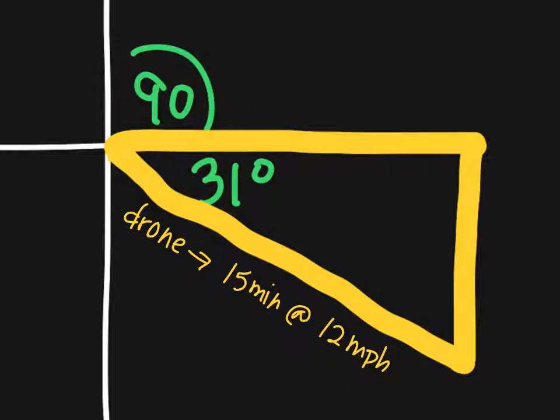Well, he didn't go a full hour. What if he'd only gone a half an hour? How far would he have gotten? 6 miles. But he didn't go even a half an hour. He only went 15 minutes, so a quarter of an hour. So my drone went 3 miles. And that is the value of your hypotenuse.